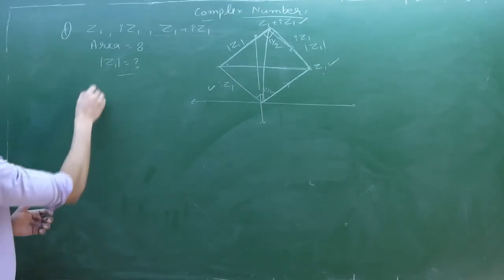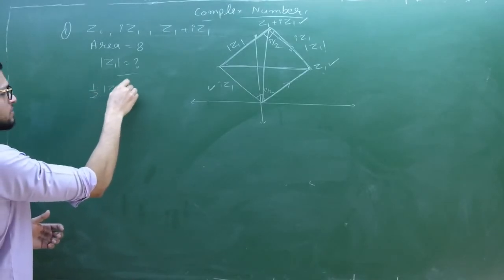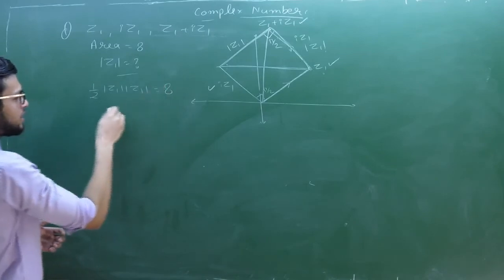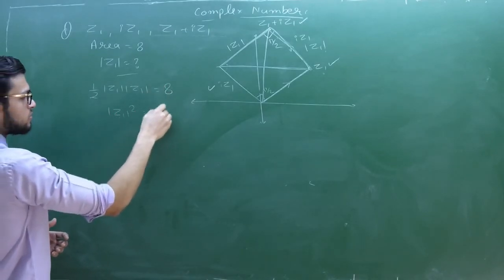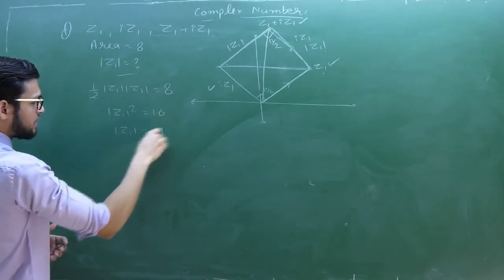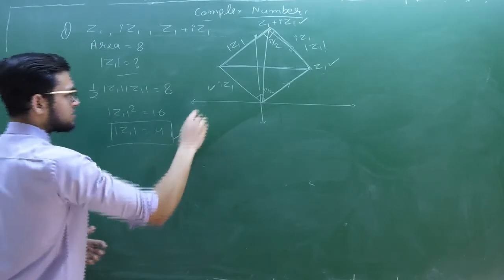So the area of the triangle will be equal to half base multiplied by height, which is equal to 8. It means mod of z1 square is equal to 16. Then mod of z1 will definitely equal 4. So the final answer is 4.